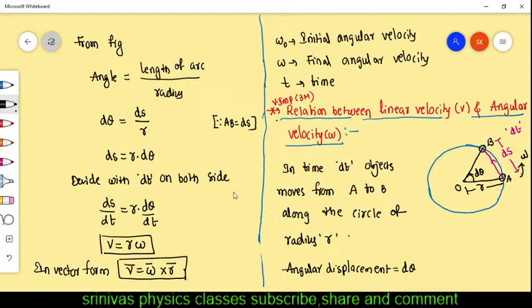And next, one more point I am going to explain later. I will close today's lecture. There is a relation between the linear acceleration and angular acceleration. What is the relation between the linear acceleration and angular acceleration?